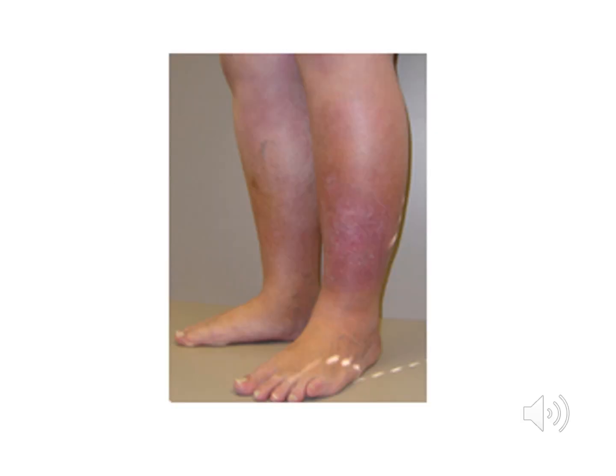So here's a picture of somebody with chronic venous insufficiency, and you notice that there is swelling present, and the skin is pinker than usual, almost red, okay? And you notice that both legs are affected. Usually when somebody has chronic venous insufficiency, they do have problems with both legs.